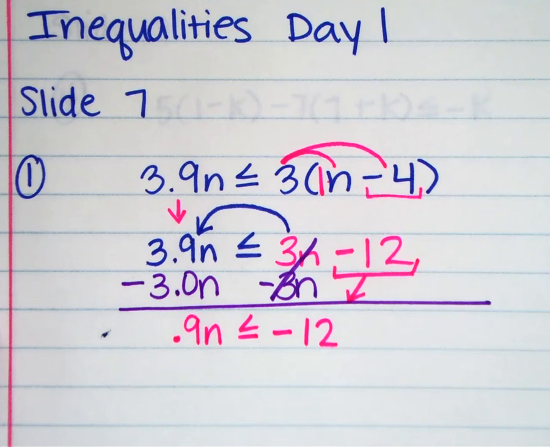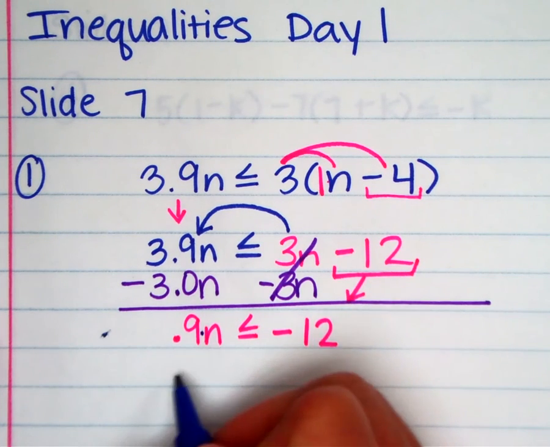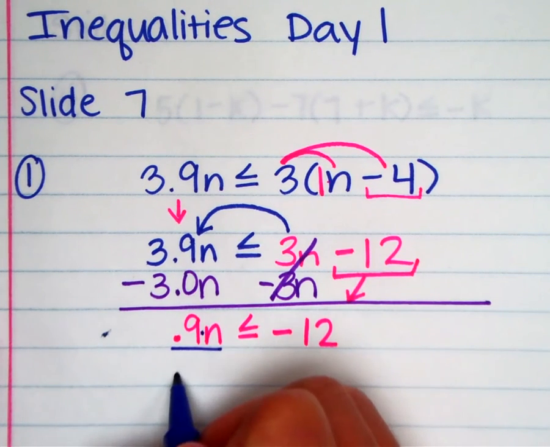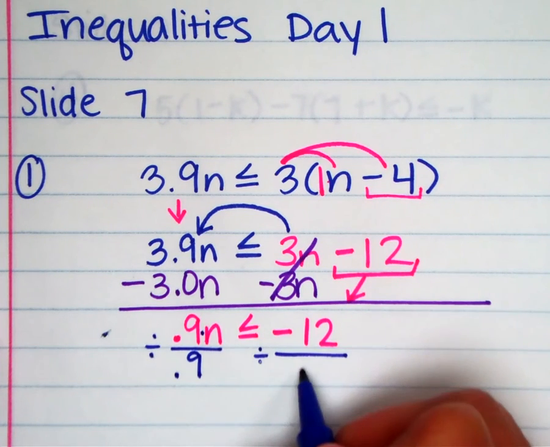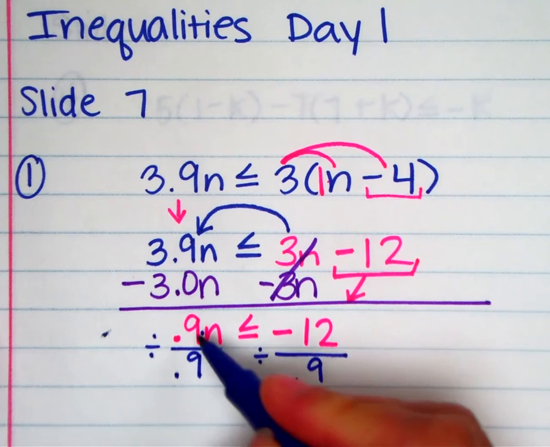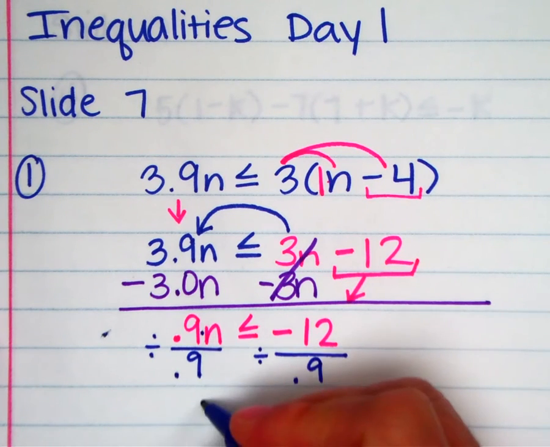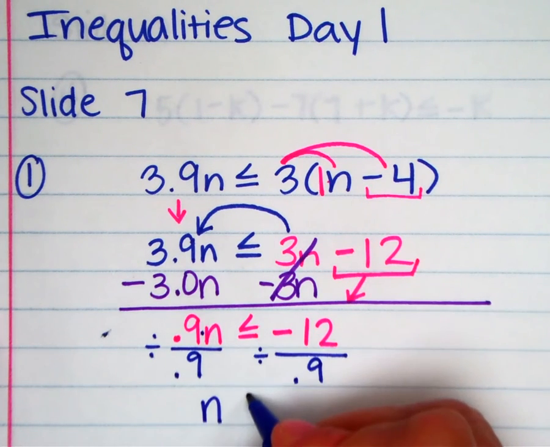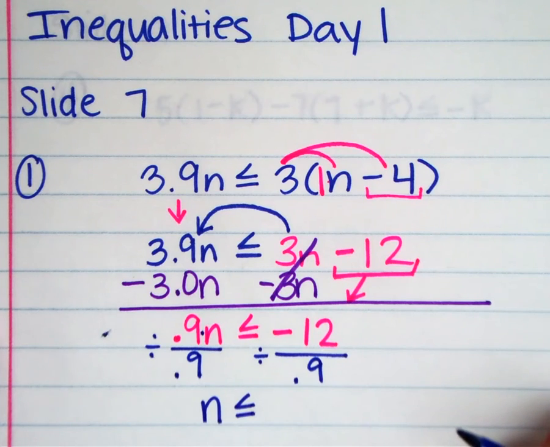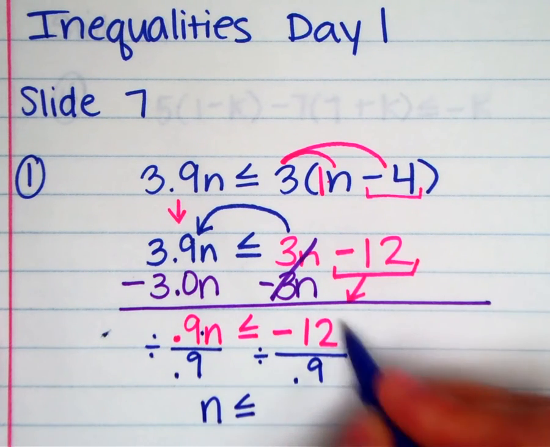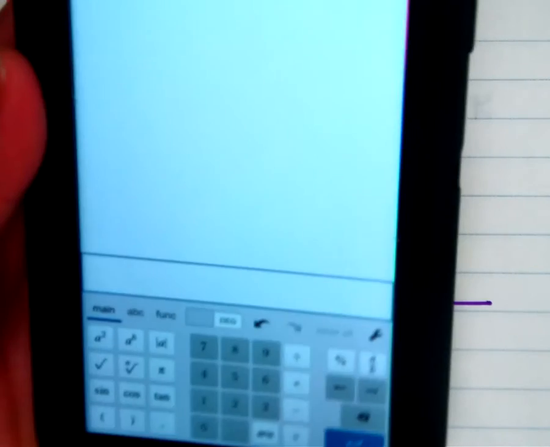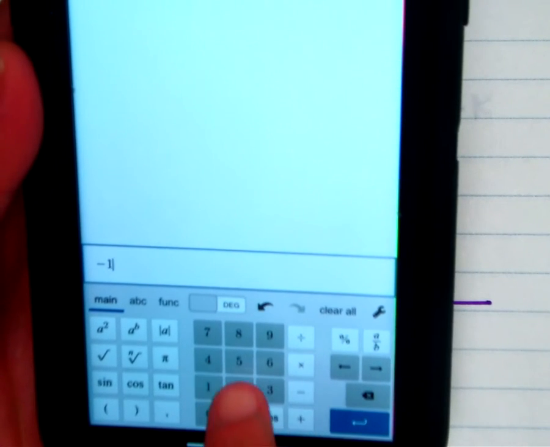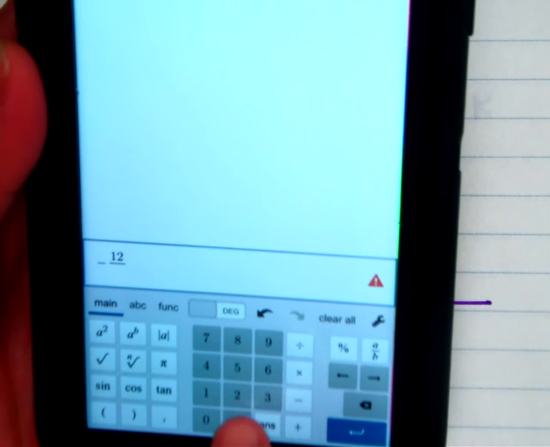Now we're going to undo this multiplication, so 0.9n, we're going to divide by 0.9 on each side. So 0.9 divided by 0.9 is just my 1n or n. My less than symbol will stay the same. There's no flipping. And then I need to put negative 12 divided by 0.9 in my calculator. So negative is your minus sign, 12 divided by 0.9.